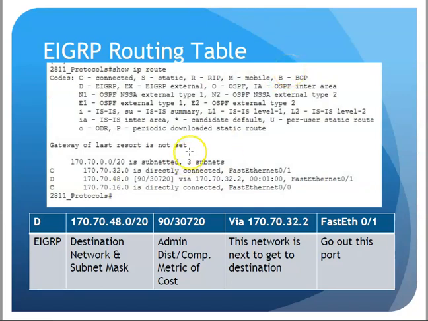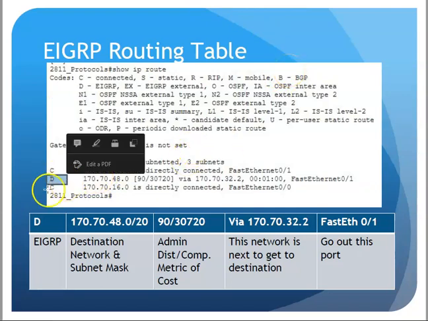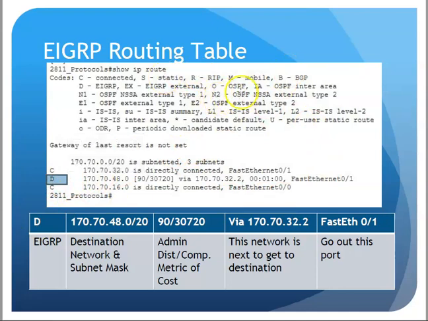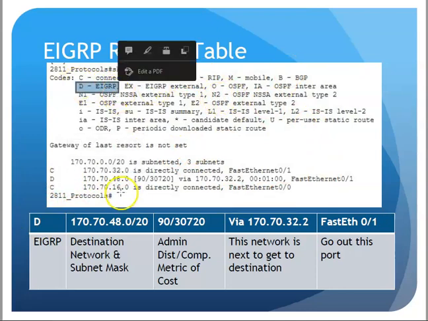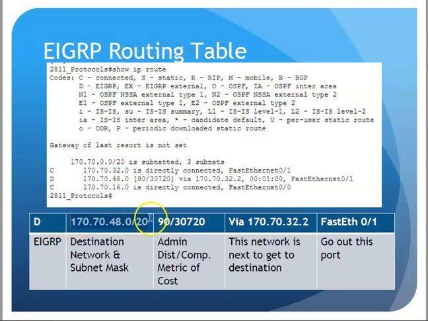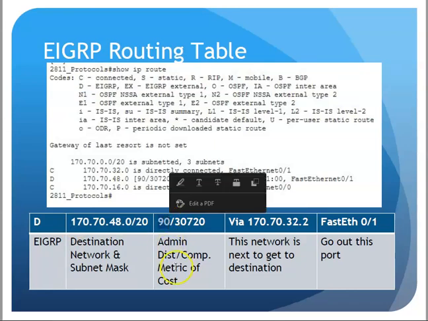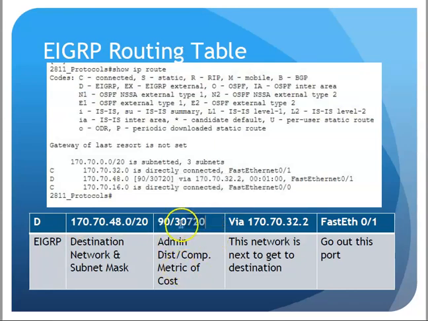Here's an EIGRP routing table. As I see over here, D, that is indicating, I look up top and we see D there, it is EIGRP. So 170/70 network. Here's your administrative distance, 90. You'll notice that's better than all the other ones we looked at so far. And then here's that composite metric, 30,720. And that is the composite of all those things we just mentioned: bandwidth, load, delay, MTU, etc. on the link to get there. I'm going to go to this IP, this router, if you will, out this port to get to it. And there's your EIGRP routing table.